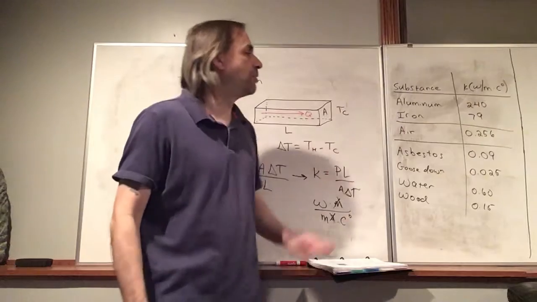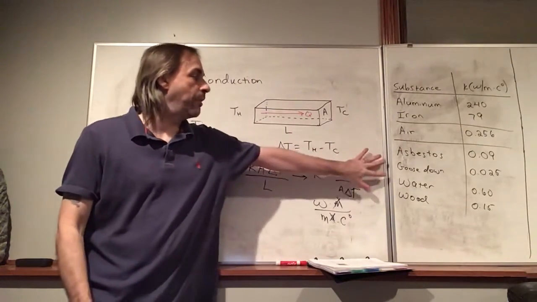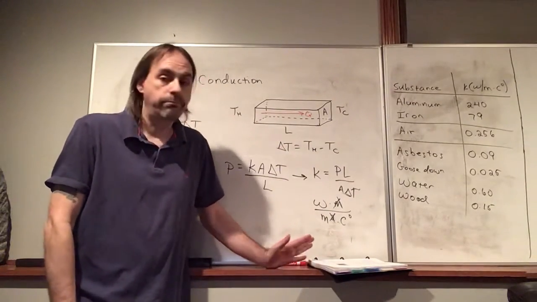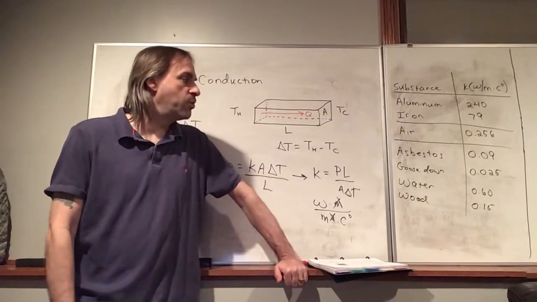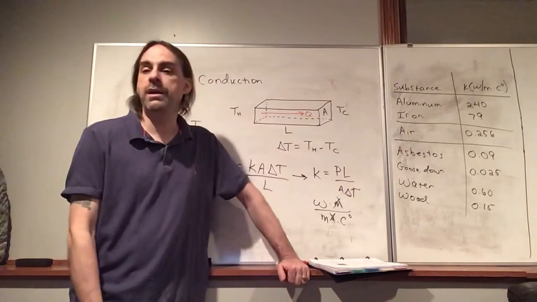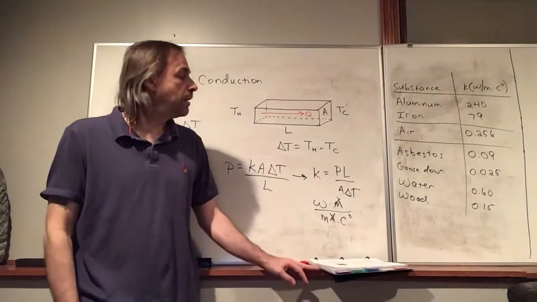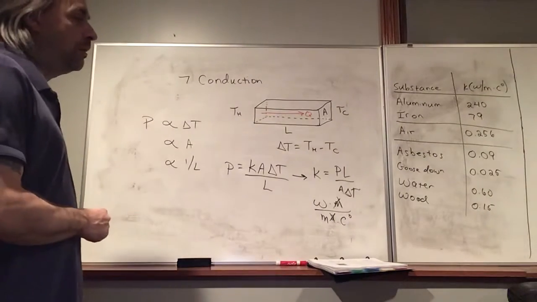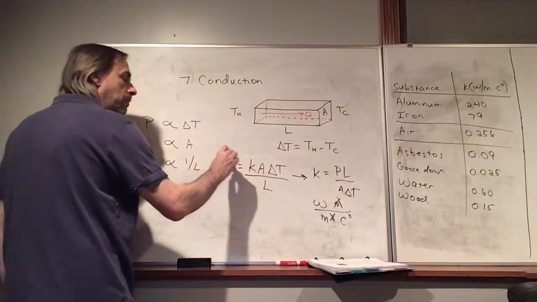So things like metals are very good conductors of heat. And these are good insulators, like asbestos. It's a good insulator, but we don't use that anymore because it's toxic. Goose down, again, a very good insulator. And you can use that to make a jacket to keep you warm because heat's not going to conduct through it very quickly at all. Okay, so this is the basic idea behind thermal conductivity.